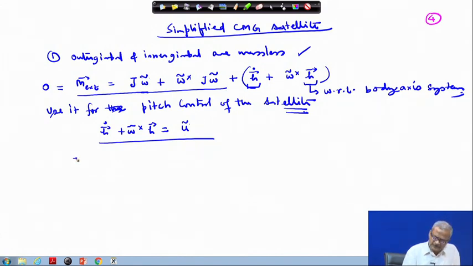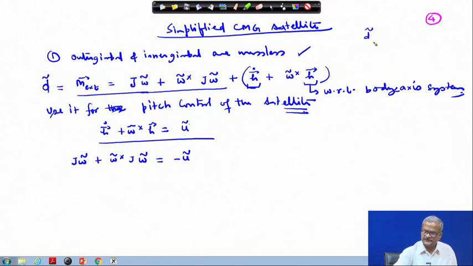So your equation then looks like J omega tilde dot plus omega tilde cross J omega tilde equal to minus u tilde, and besides this, in place of M external, let us say we put d tilde, which is nothing but the disturbance torque. The rest of the disturbances are not acting on the system.